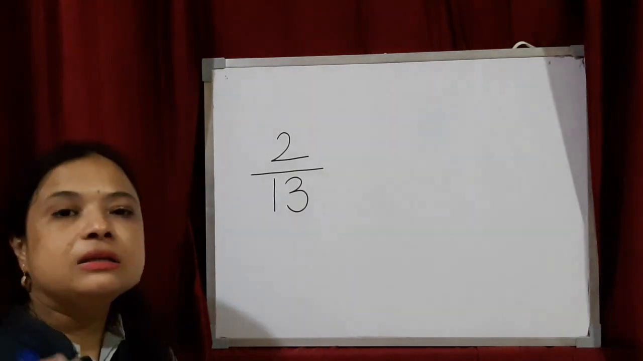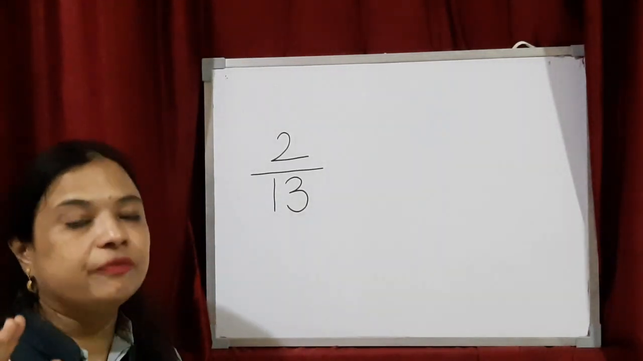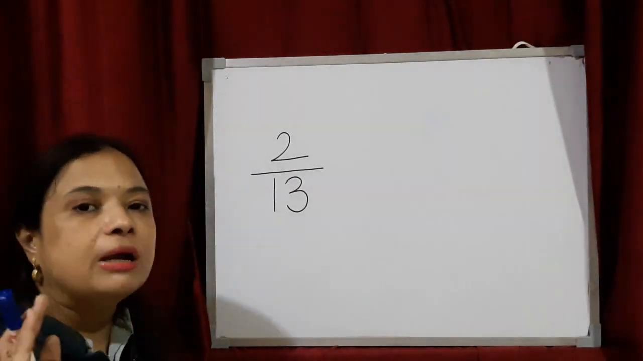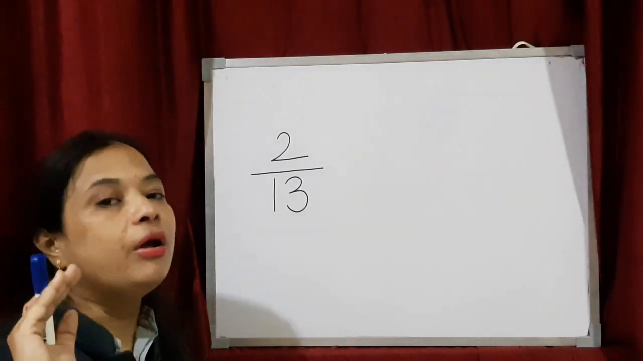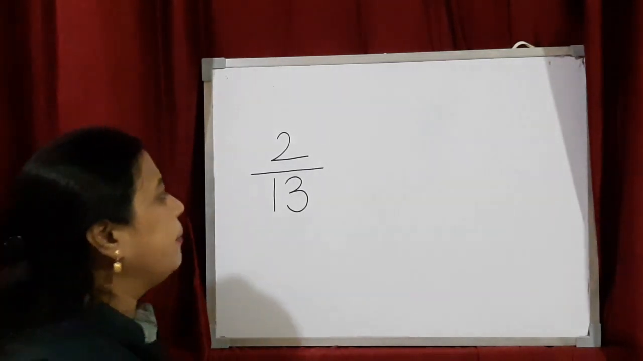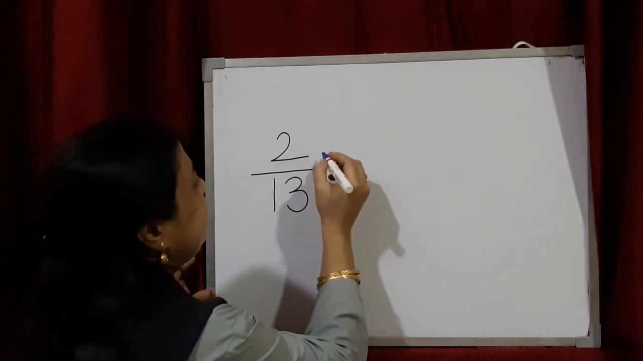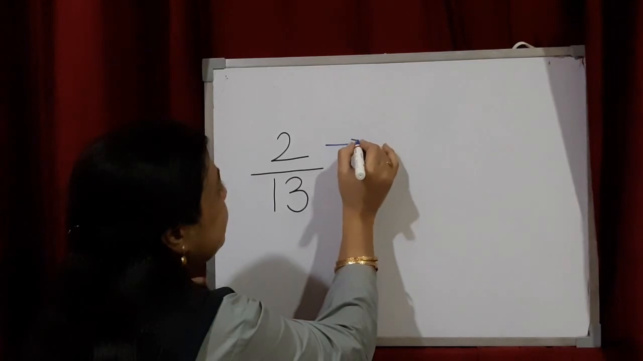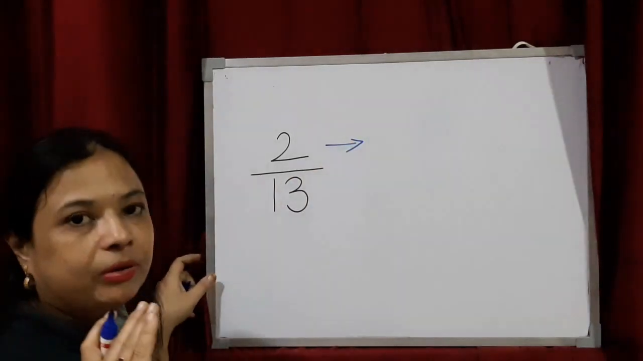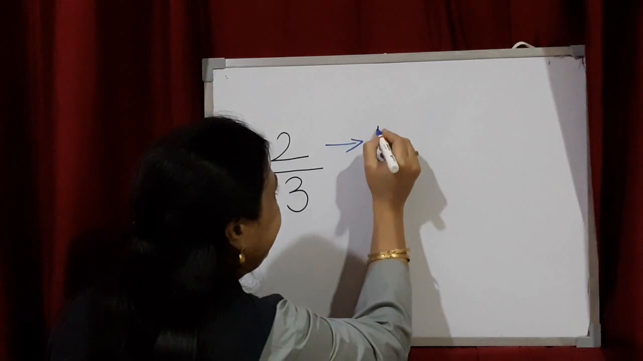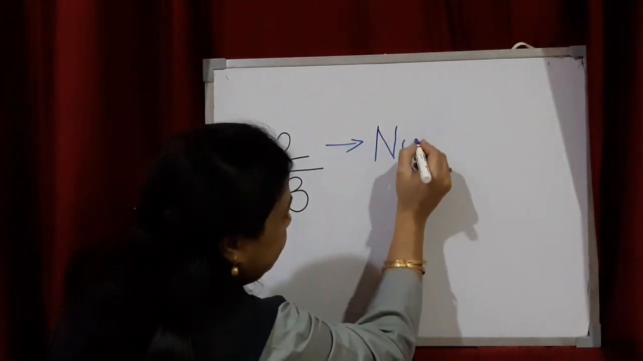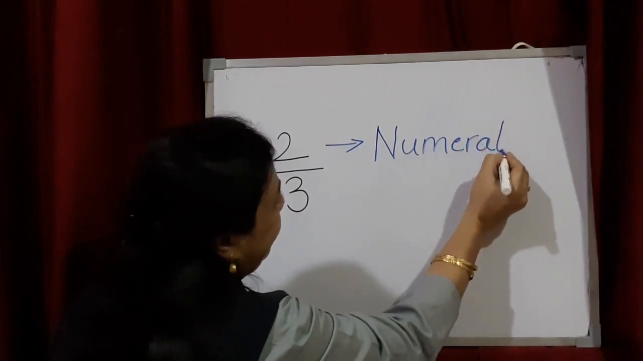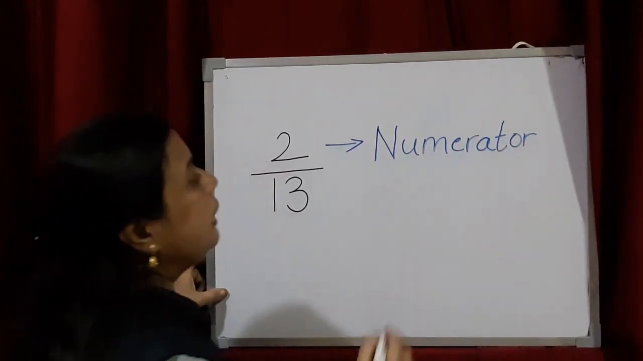Now children, there are specific names for these numbers. Specific names, meaning the top number has a different name and the bottom number also has a different name. So what do we say? First I will show you the top number, that is 2. The top number is called the numerator. Children, what is it? Numerator. You have to learn the spelling also here.